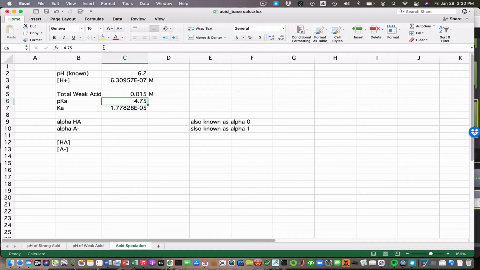So I've picked acetic acid in this simple problem, and the pKa of acetic acid is 4.75. If you know the pKa, you also know the Ka. We did that in the previous video, and it's simply the negative antilog of the pKa. Okay, so that's done. So let's go ahead and calculate the concentrations of the weak acid and its conjugate base in a solution at pH 6.2.